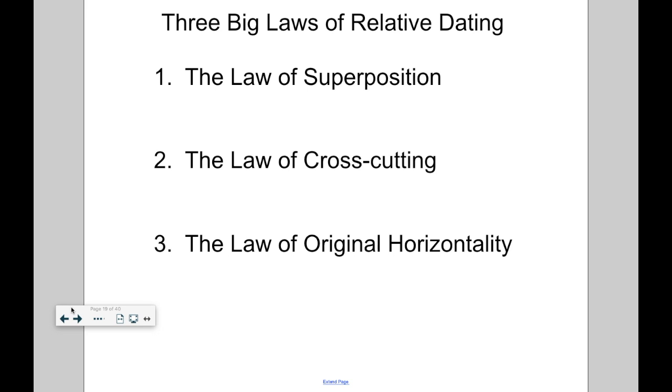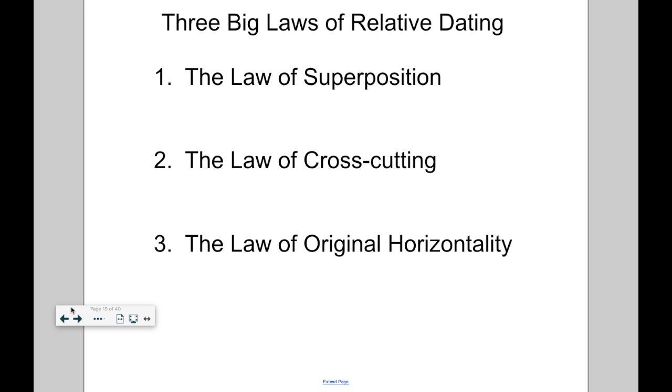So when we talk about 3 big laws of relative dating, when we compare the absolute date of rocks to these relative dating rules, there has never been a case where the age of rocks has been different from what we would predict under relative dating. What are our 3 laws? The law of superposition, the law of cross-cutting, the law of original horizontality.